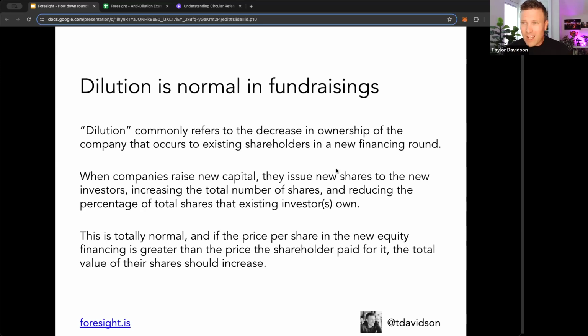Now, that kind of dilution is normal, right? When companies raise new capital, they bring in new money and they issue new shares to them. Issuing new shares means you increase the total number of shares. And if you hold the same number of shares, then you're going to get diluted down. You're going to own a smaller ownership percentage of the company. And that's totally normal. And actually, if the share price for those shares is going up over time, that's fine, right? Because the value of your investment is going up.